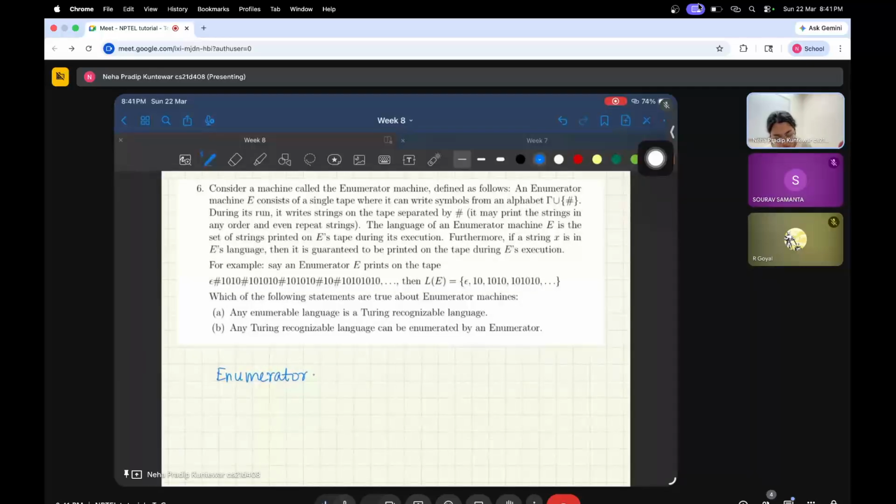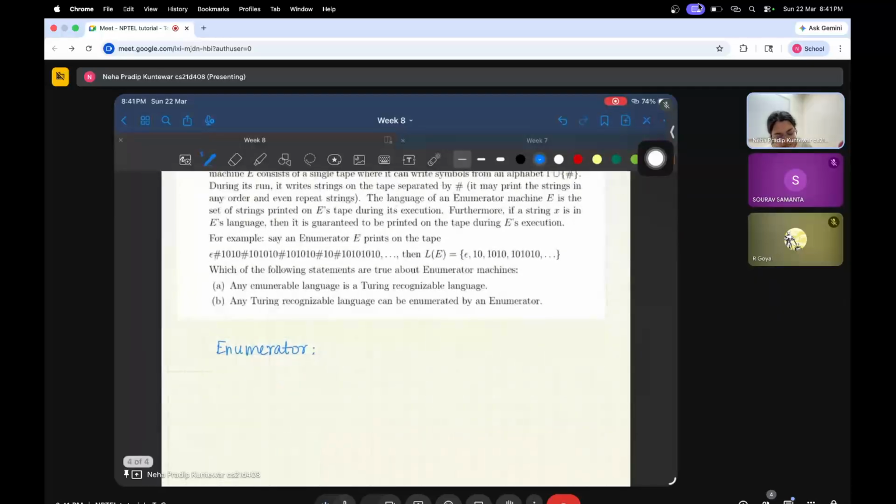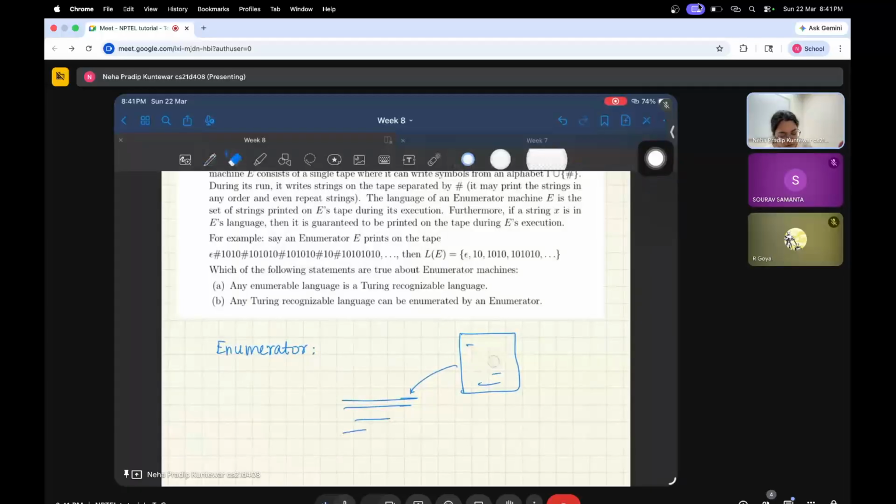Okay, so what does it do? It's basically like a printer. There's no input to it. It just keeps printing infinitely. So this is the machine that we have, and it keeps printing some strings.